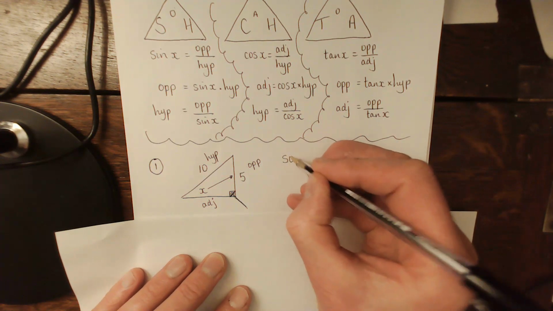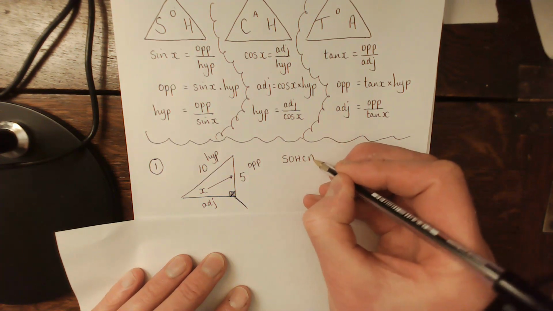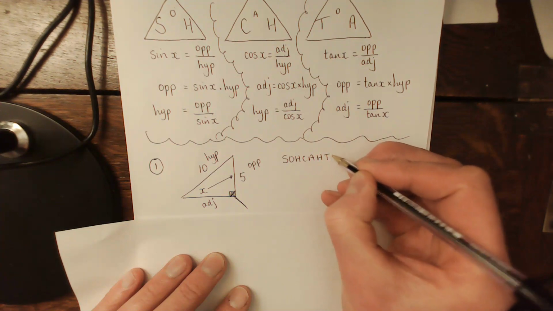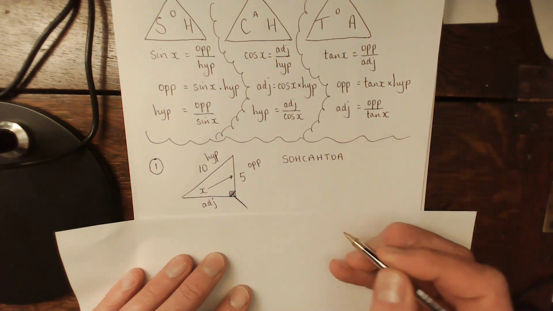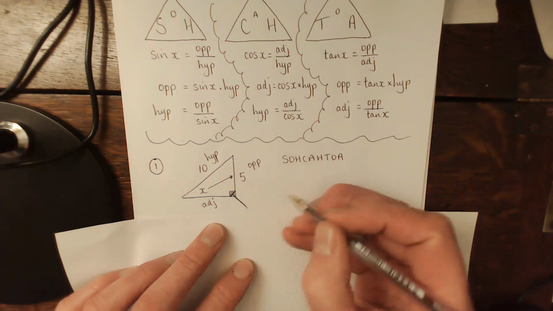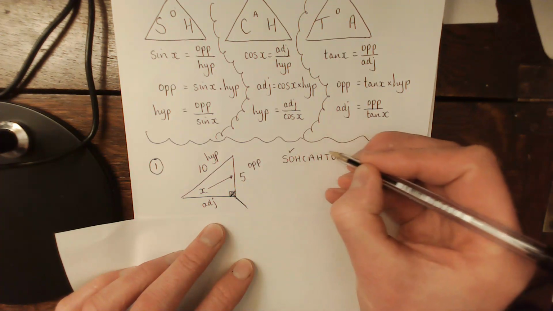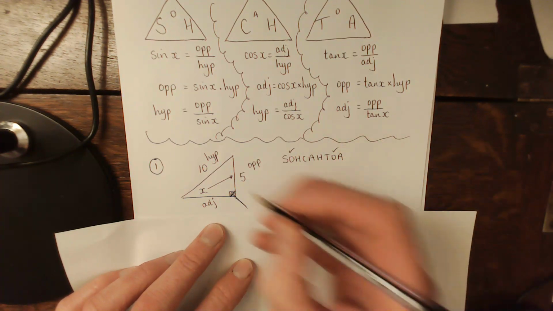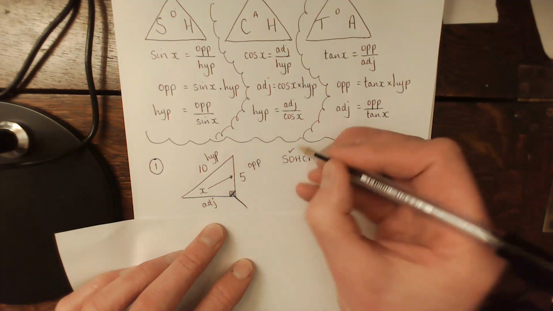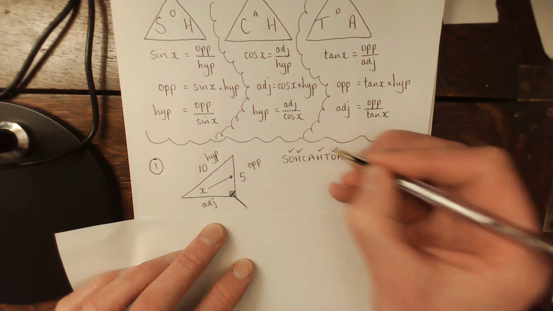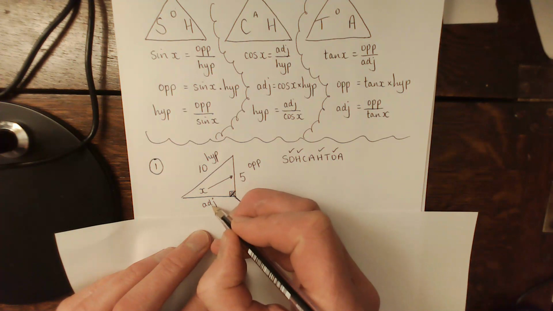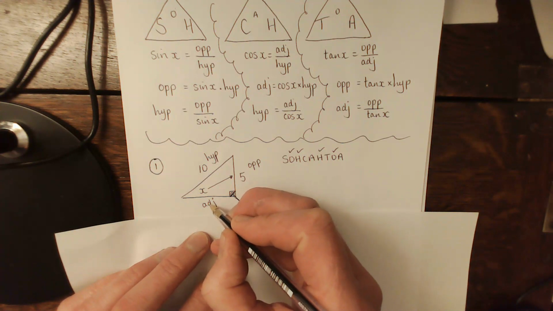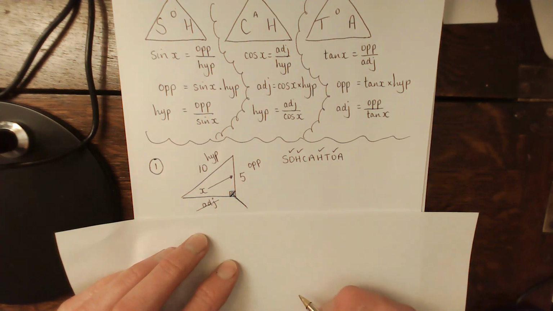So if I write out my word SOHCAHTOA, which I've done, I know the opposite, so I tick the opposite on 2 occasions. I know the hypotenuse, so I tick the hypotenuse. Have I anything for adj, or do I want adj? No, I don't need it.